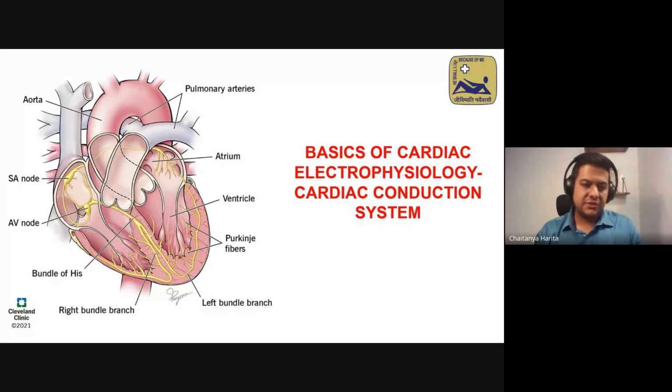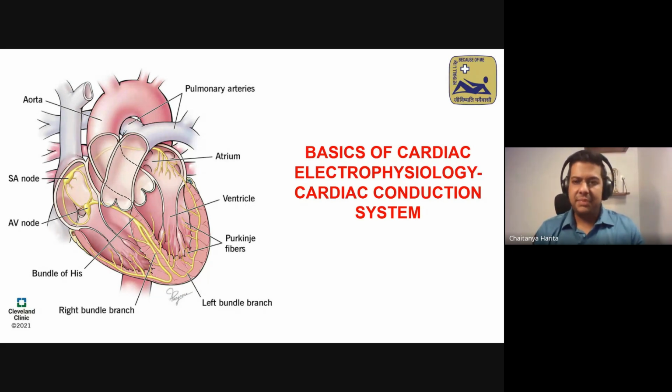But if your SA node is dysfunctional or certain parts of your myocardium become hyperfunctional, they can become potential pacemakers leading to arrhythmias like atrial fibrillation. So it's important to identify these, which we'll discuss in the subsequent class.